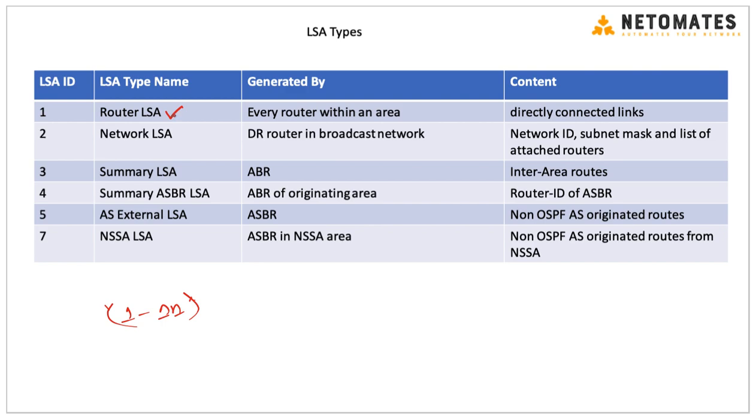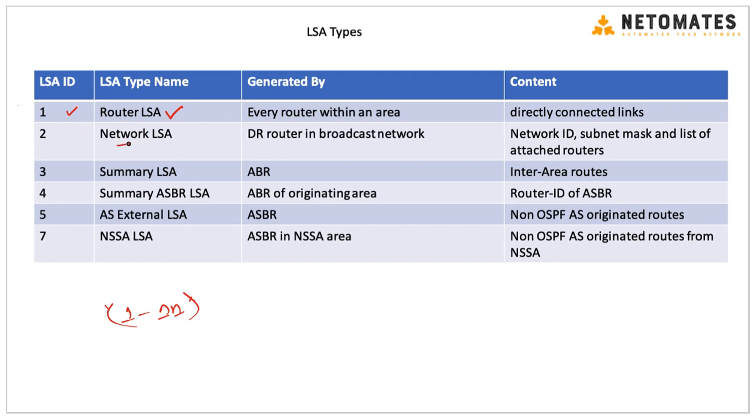With the router LSA, every router within an area advertises its directly connected links, meaning its interface links. That's how every router in the area will know about all the other routers within the same area and what networks they have. And these types of LSA updates stay within the same area.